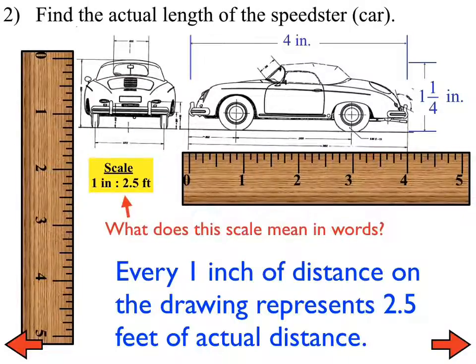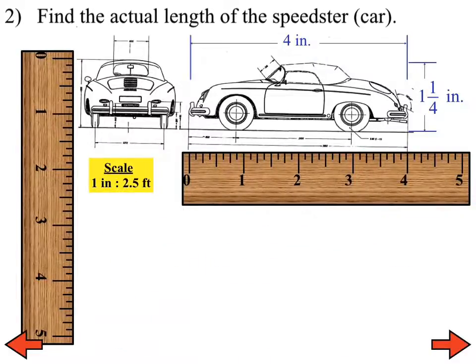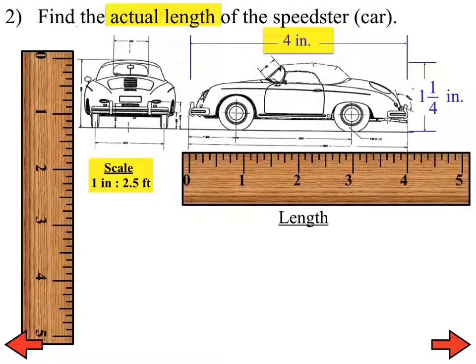Every 1 inch on the drawing represents 2.5 feet of actual real-life distance. Let's use that ratio now. This scale I'm going to write as a fraction so that I can use it in a proportion. I know that on my drawing, the car is 4 inches long because I measured it with a ruler. I also know that it's 1.25 inches high, but for this problem, all I care about is the length of the car because I want to know the actual length of the car.